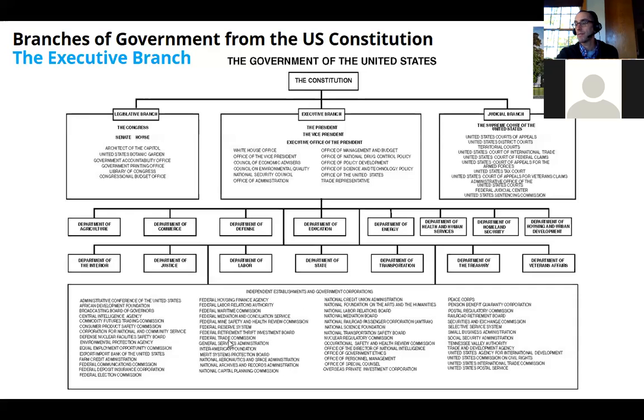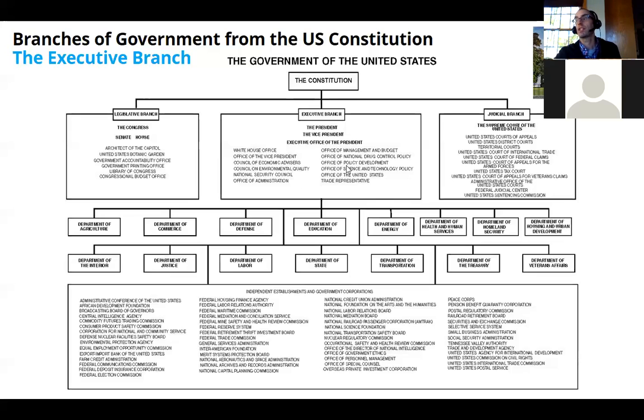And then there's all these other things at the bottom labeled independent establishments and government corporations. The Federal Trade Commission works a lot with trade and the economy. Export-Import Bank of the United States, National Science Foundation, National Railroad Passenger Corporation, which is Amtrak, the trains. When you're riding on an Amtrak train, you're riding on essentially a government train. The Peace Corps, Social Security Administration. If you know anybody who receives Social Security, that's through the government. That's the executive branch.